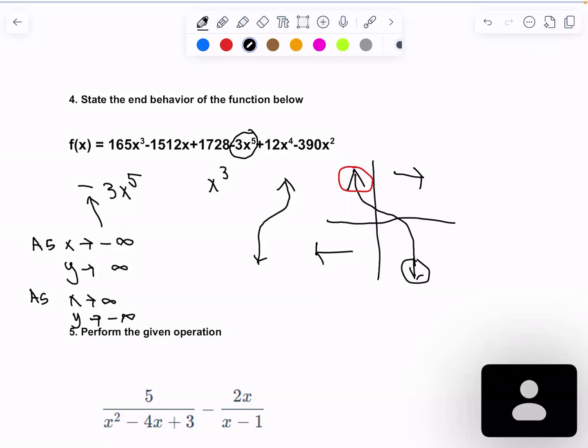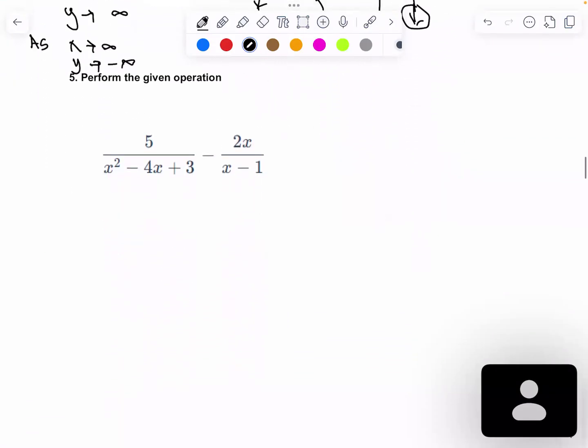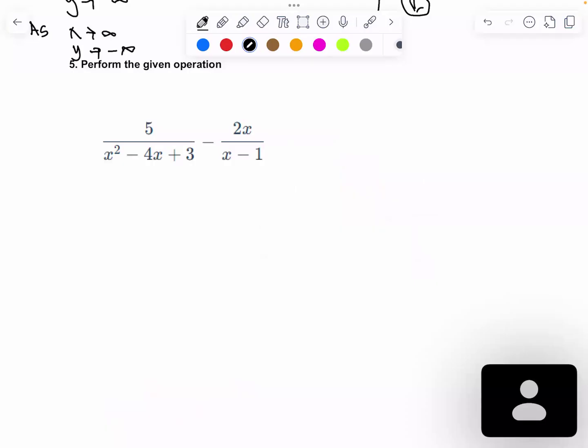We use infinity and negative infinity to say bigger, smaller. All right, we're going to perform some operations on rational equations. So our first step is we have subtraction here. So we need a least common denominator. So let's do some factoring here.